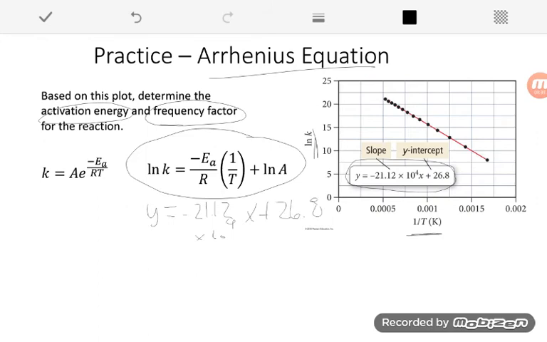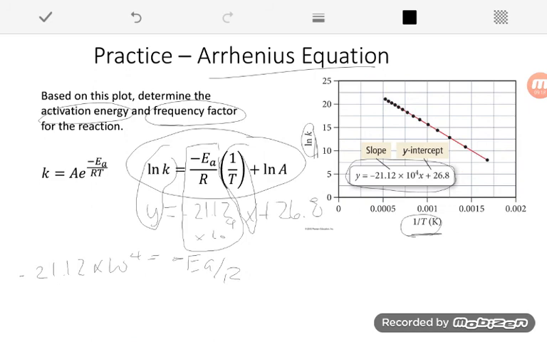So what we have to do is see what these have in common. So we know that on the x-axis is 1 over T, so these correlate. On the y-axis is natural log of k, so these correlate. So we have to recognize, okay, if those are the two equations we're setting equal, they're really representing the same thing, what we can do is set these parts equal. So the slope here, the negative 21.12 times 10 to the 4th, must be equal to negative Ea over R, because we see that's what the slope is in this top equation.